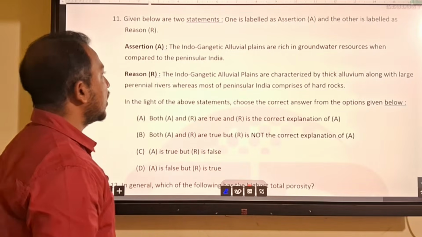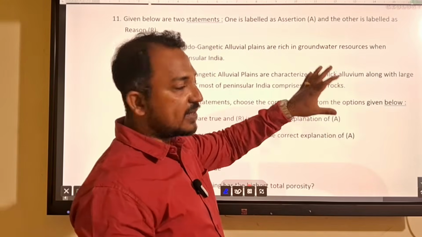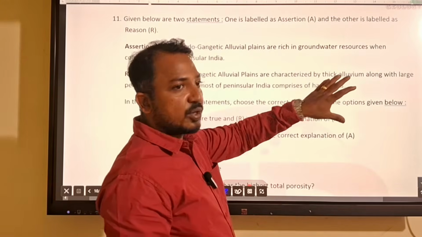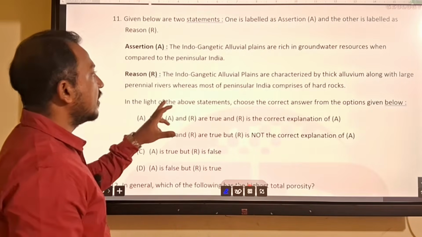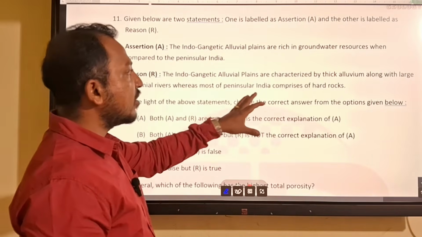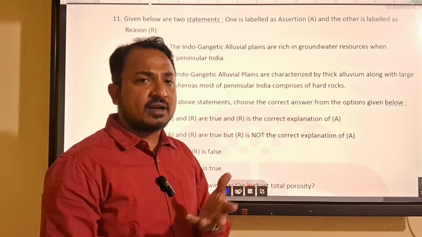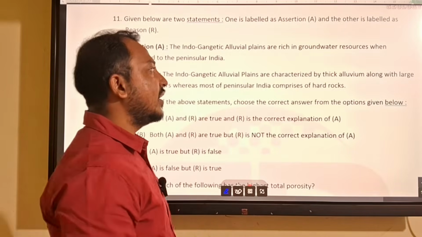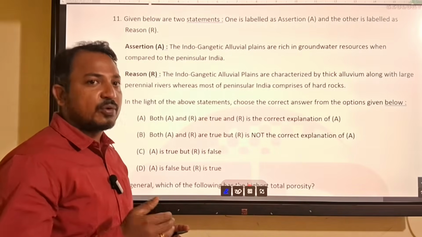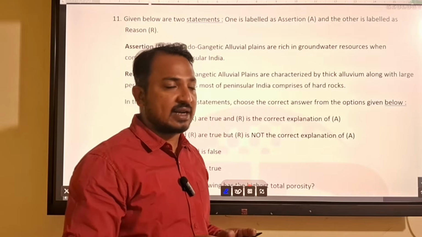Then what is the reason? The Indo-Gangetic alluvial plains are characterized by thick alluvium. The thick alluvium always produces more groundwater recharge, and most peninsular rock is composed of hard rocks. You can take the Deccan Trap, the Dharwar Craton, Singhbhum Craton, Bastar Craton, or any cratonic region. They are less porous and permeable, so the availability of groundwater will be less in that region.